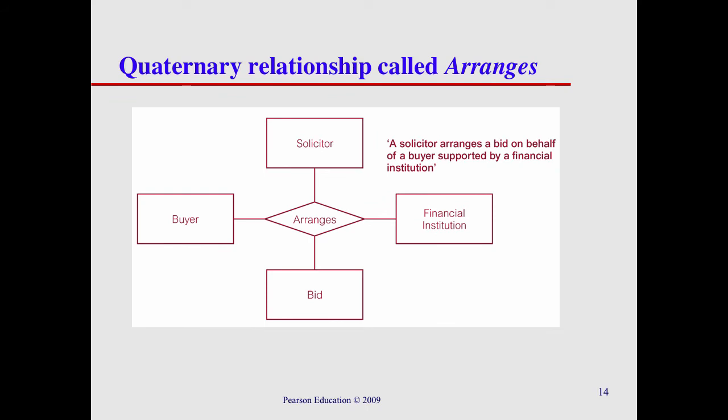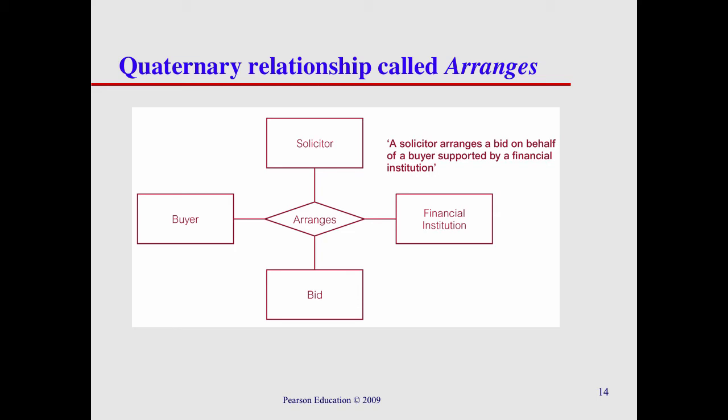And here's an example of a quaternary relationship. So we have, remember, the authors are Irish, I believe, and so solicitor is kind of an English term. Solicitor arranges a buyer to make a bid, and that is supported by a financial institution. So if you bid maybe for a company, you line up financial support, and you might have an advisor helping you with it. So that's a 4-way relationship.